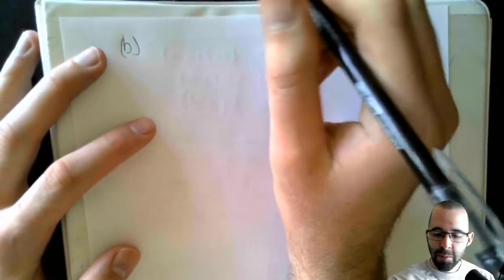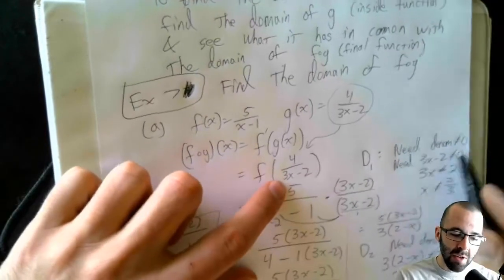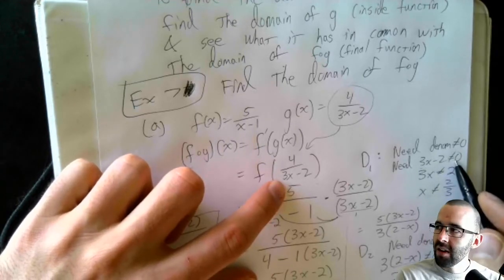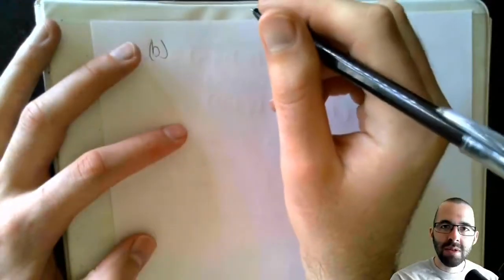Part B. In part A, we dealt with rational expressions. Remember, for rational expressions, the denominator can't be 0. So to find the domain, we said, when is the denominator not equal to 0? In part B, we're going to talk about square roots. And remember, for square roots, we need the inside, the radicand, to be greater than or equal to 0.